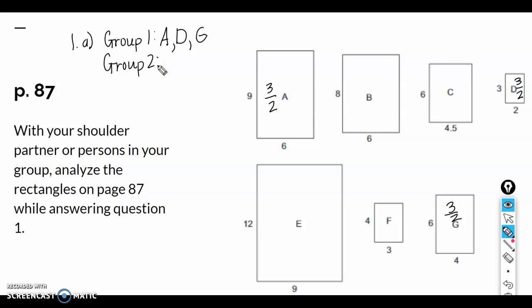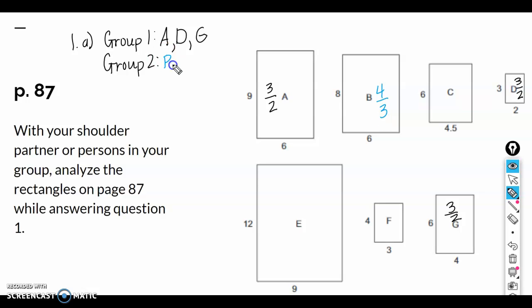Alright, if we look at our second group, this time we're going to look at rectangle B. Rectangle B is an 8/6 ratio. If we simplify 8/6, that simplifies to a 4:3 ratio. So if we look at C, if we divide 6 by 4.5, that's also going to give us a 4:3 ratio. E would also match up, and F. So for 1A, we have now sorted our rectangles into 2 groups, A, B, and G, and then B, C, E, and F.